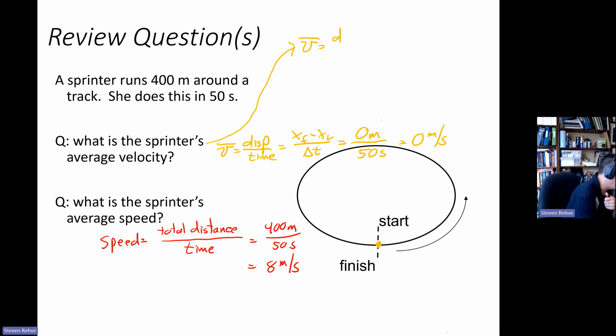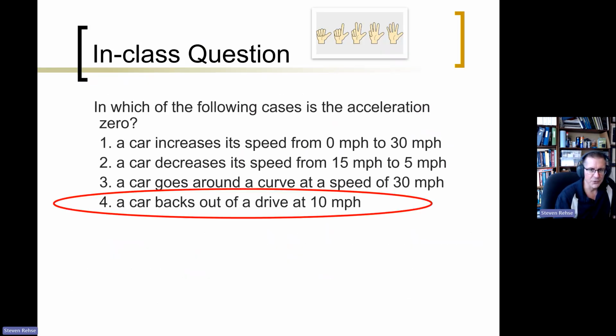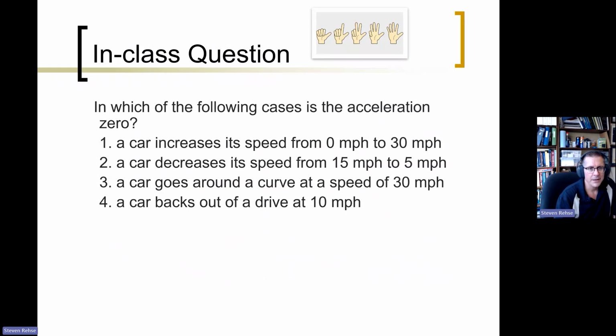Okay, so we didn't go through these questions, so I wish we could have had time for those, but we don't. Let's just get to the review questions. Actually, maybe we do have time for that, so we can go ahead and look at it. So let's do the in-class questions, which is fine by me, even though I've already ruined it for you by showing you the answers. But in which of the following cases is the acceleration 0? When is the acceleration 0?